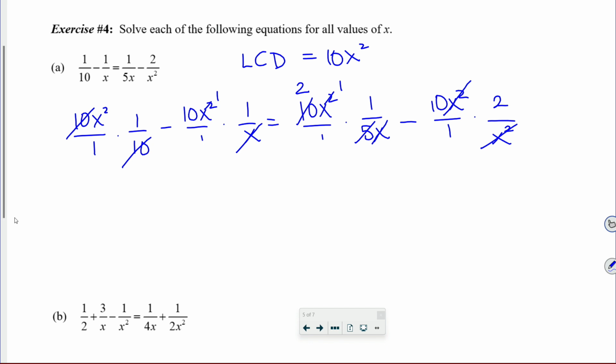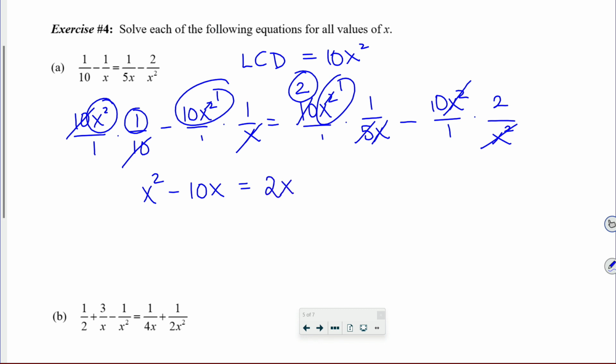So what do I end up having? I end up having x squared times 1, which is x squared. I have 10x times 1, but there is that minus there. Over here, I have 2 times x to the first, minus, and here I have 10 times 2, minus 20.